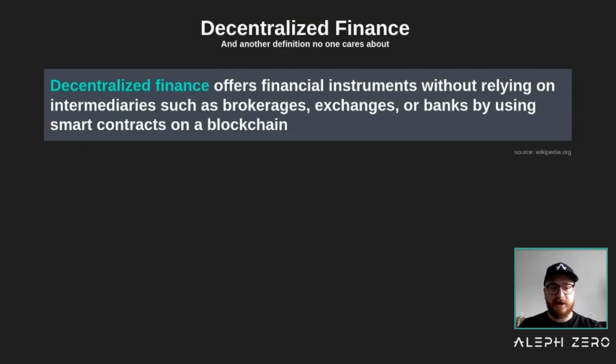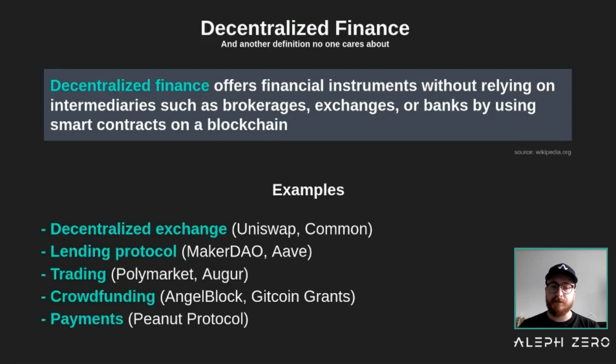And here as well, we have some very interesting examples, including decentralized exchanges like Uniswap or Common that will be coming to Aleph0 quite soon. You have lending protocols, trading, crowdfunding platforms like Angel Block, for example. You have payment protocols and many more actually. I'm leaving this up to you to explore.